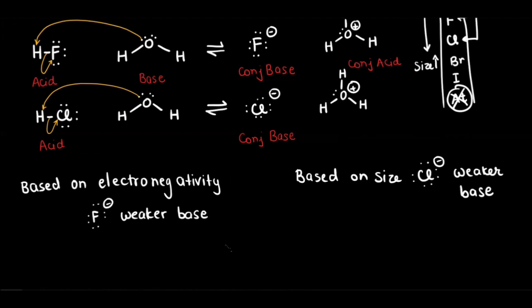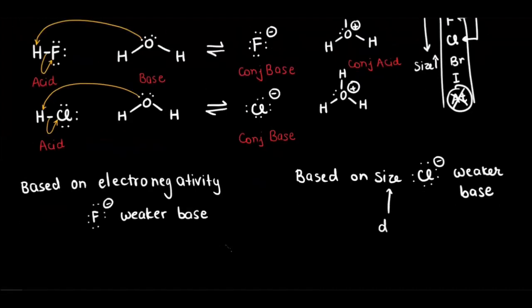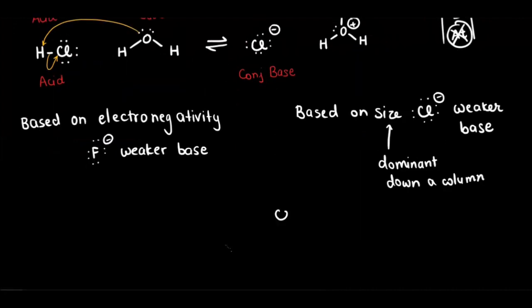Now, which condition will be dominant? Generally, through experiments and observations, we have seen that whenever you have two elements in the same column, like fluorine and chlorine here, size dominates. Because if you go down, size increases drastically. There is one more shell added to the atom, and that results in a much bigger atom. So the size is dominant down a column. Therefore, we say that chloride would be the weaker base.